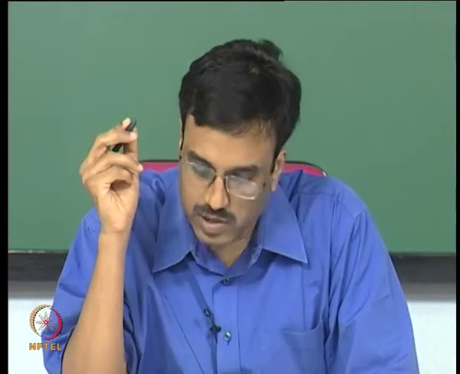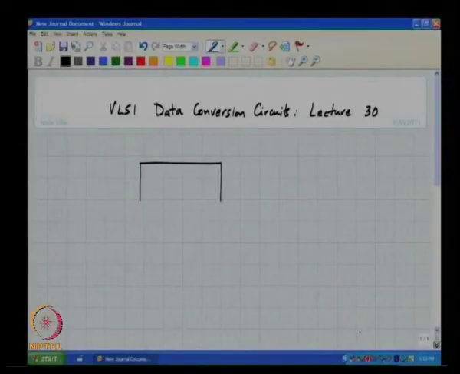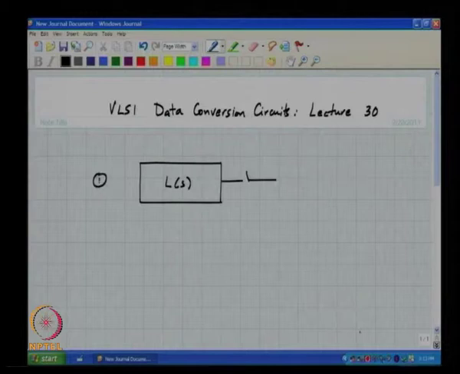This is VLSI data conversion circuits, lecture 30. In the last class we were wondering how to choose L of S in this particular modulator.